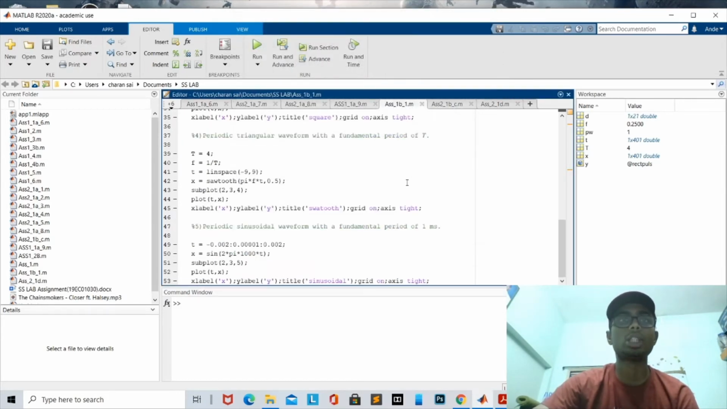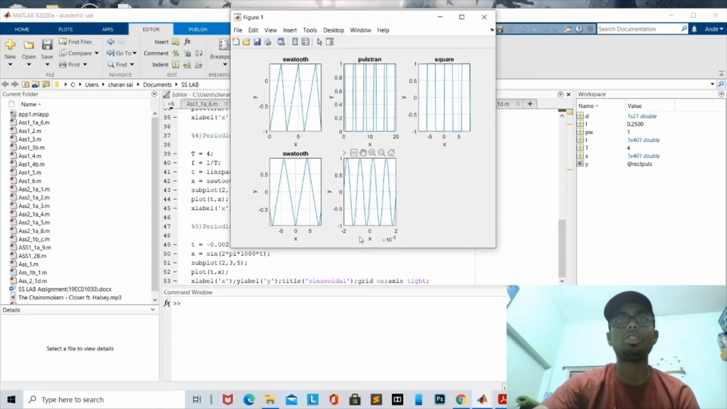And moving to the next one, it is a sinusoidal waveform. So I have used a command here, x equal to sine of 2*pi*1000*t. Here 1000 represents its frequency. As the fundamental time period they give 1 millisecond, and I have plotted the graph. So here comes the graph, which is a sinusoidal waveform of period 1 millisecond.